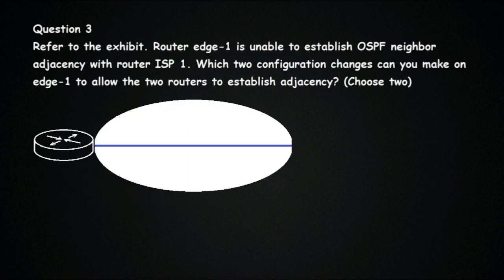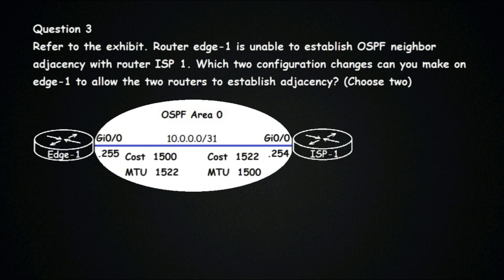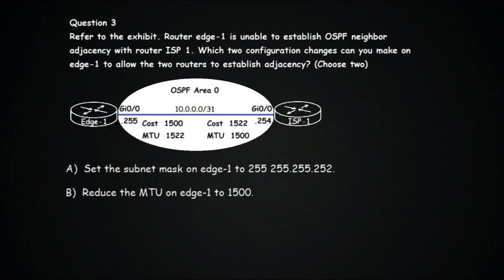Question 3. Refer to the exhibit. Router Edge 1 is unable to establish OSPF neighbor adjacency with router ISP1. Which two configuration changes can you make on Edge 1 to allow the two routers to establish adjacency? Choose 2 options.